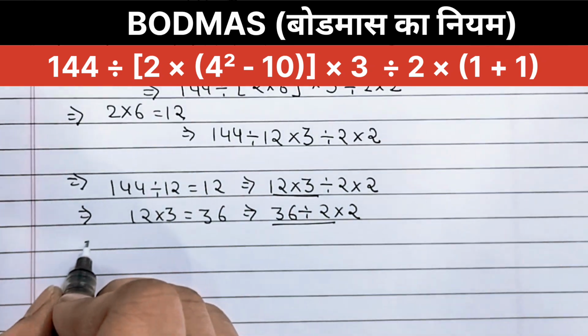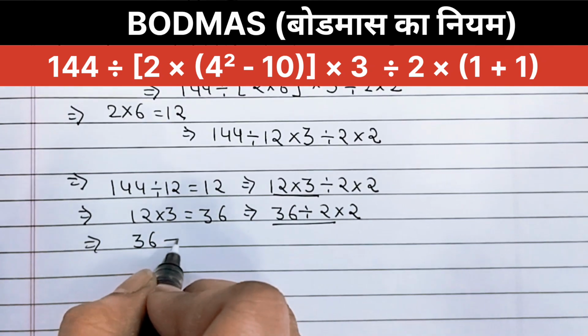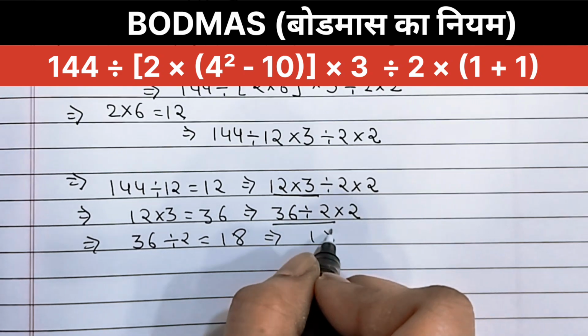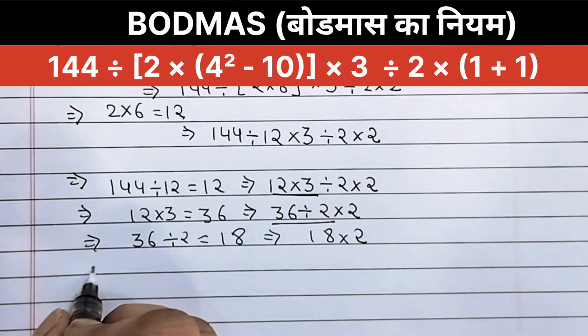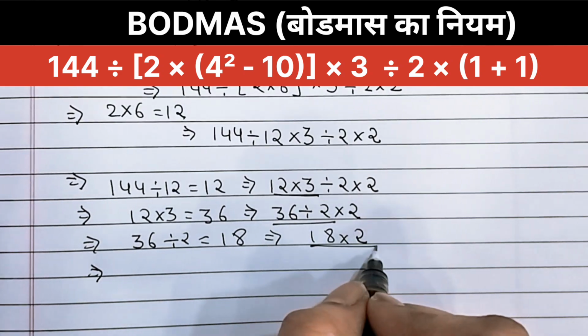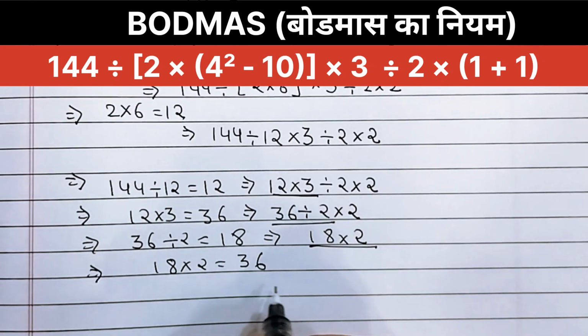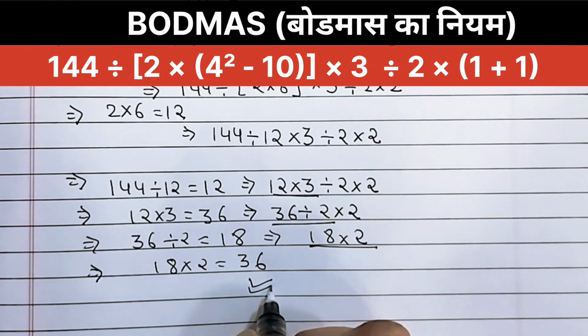Now again we divide from left to right. 36 divided by 2 equals 18. Now the expression becomes 18 multiplied by 2. And now finally again we do multiplication. 18 multiplied by 2 equals 36. So 36 is the final answer.